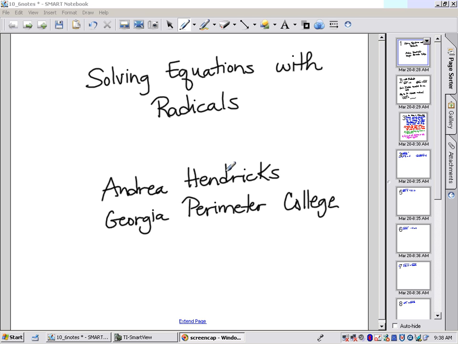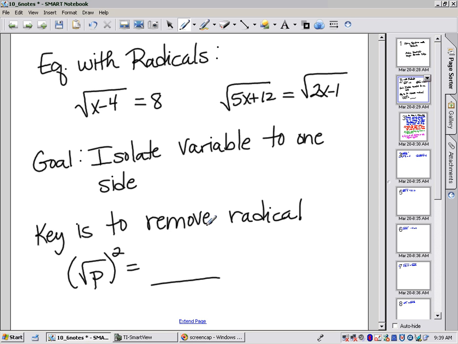Hi, today's lesson is solving equations with radicals. Equations with radicals are equations that contain radical expressions. For example, the square root of x minus 4 equals 8, or the square root of 5x plus 12 is equal to the square root of 2x minus 1.